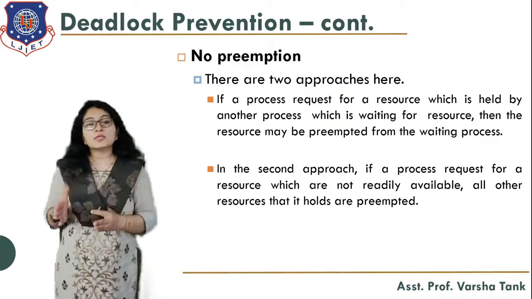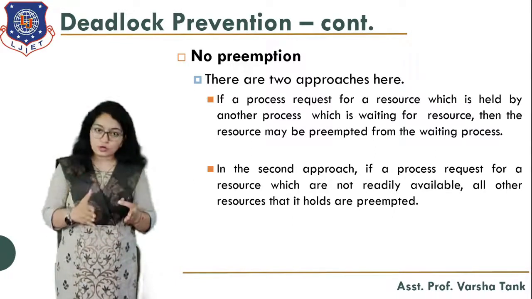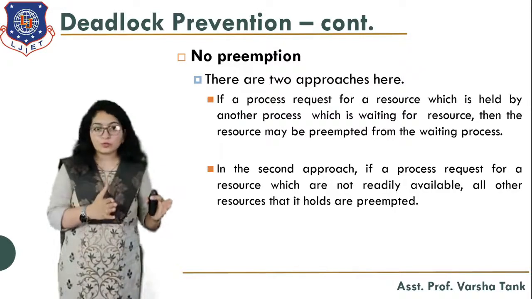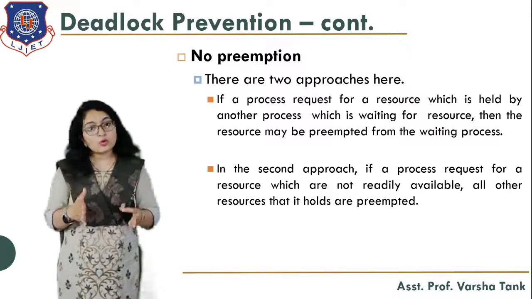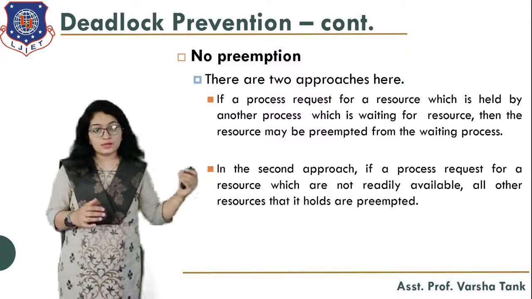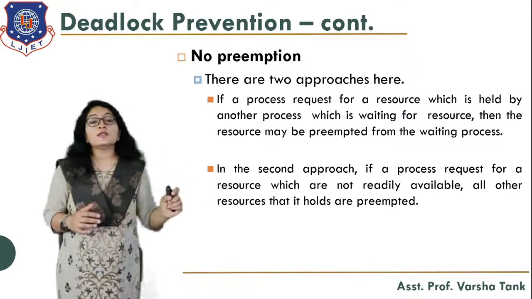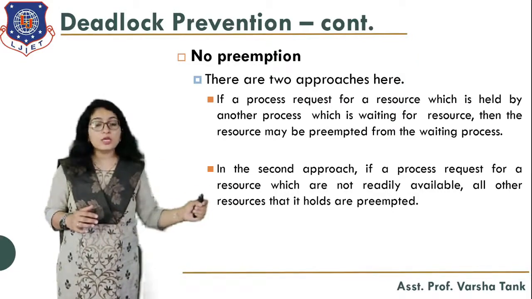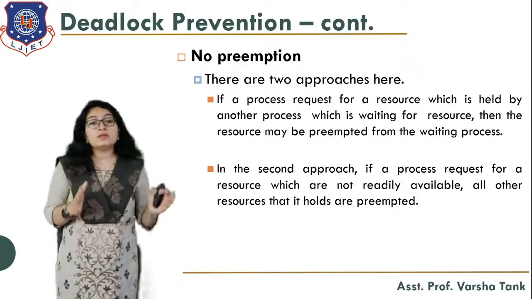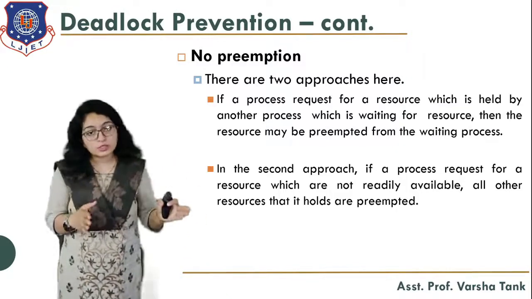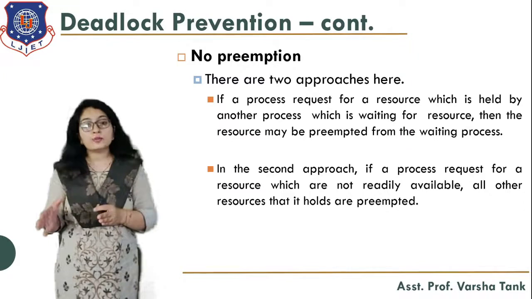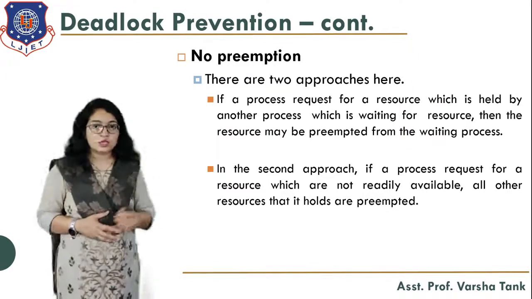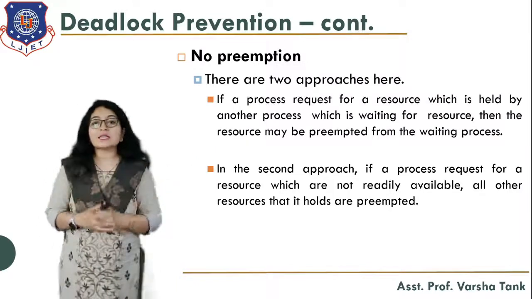Okay, so if process P1 wants the resource R2, that R2 resource is acquired by the process P2. Now process P2 wants another resource R3. So process P2 wants the resource R3. P2 is waiting for the resource R3. So what will happen? We will preempt the resource R2 from the process P2 and assign it to the process P1. So process P1 can complete its task. So this point is exactly the same as that.